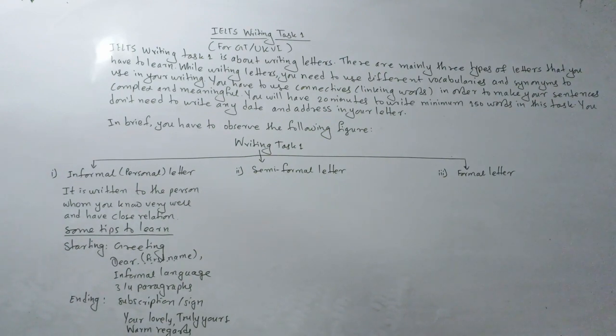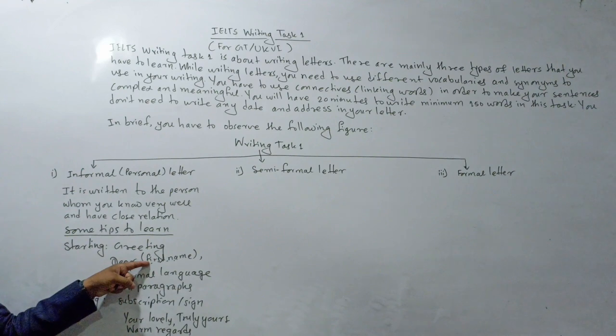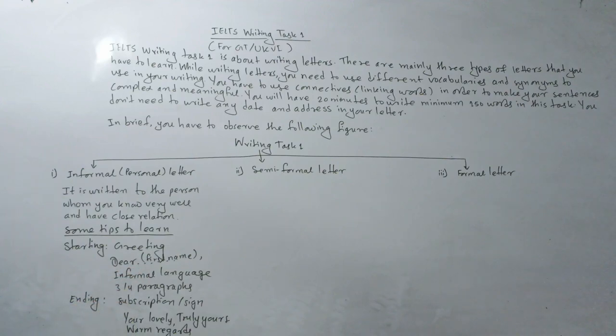In a personal letter, when you start greeting, you say dear Ram, dear Sam, dear mother, dear father. Then you write 3 to 4 sentence paragraphs, and at the ending you put your first name. Look, it's very easy for you. Here also the first name of the person, like dear Ram, dear Sam, dear Krishna, and here your first name, like my name is Balram. So I can put your lovely Balram.